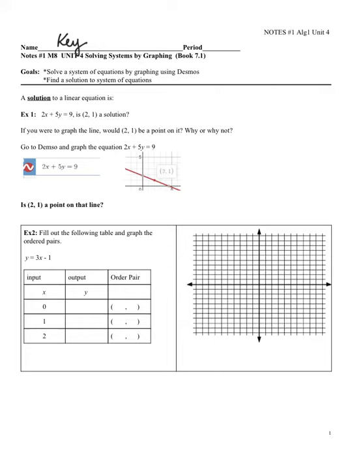Today we're going to talk about graphing a systems of equations using decimals. A systems of equations is two equations with two of the same variables.